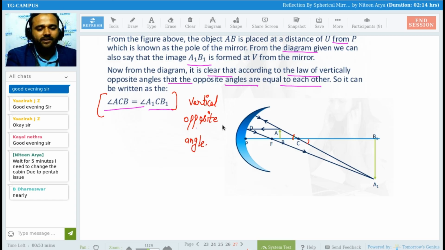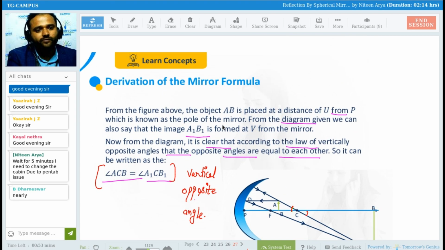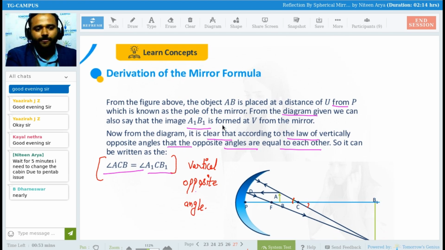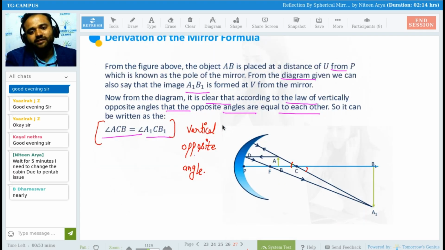We are going to prove 1 by f equals 1 by v plus 1 by u with the help of geometry. Is this clear, everyone? With the help of vertically opposite angles, and we learned this thing in class 10th even. So angle ACB, where AB is the object, is equal to the angle A1CB1, and that is ACB.